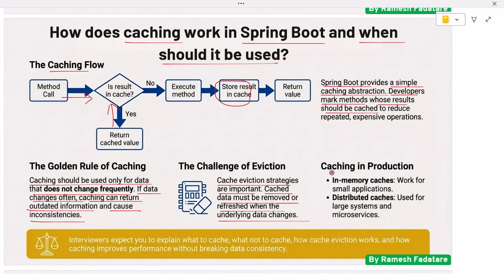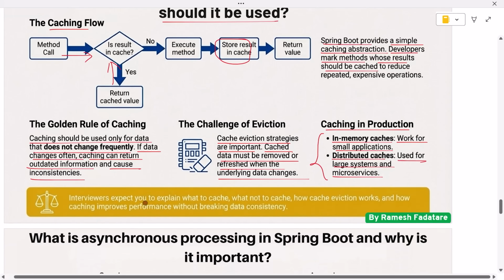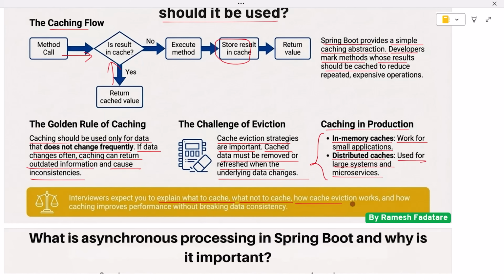In production systems, different cache providers are used depending on scale. Simple in-memory caching works for small applications. Distributed caches are used for large systems and microservices. In interviews, experienced developers are expected to explain what to cache, what not to cache, how cache eviction works, and how caching improves performance without breaking data consistency.